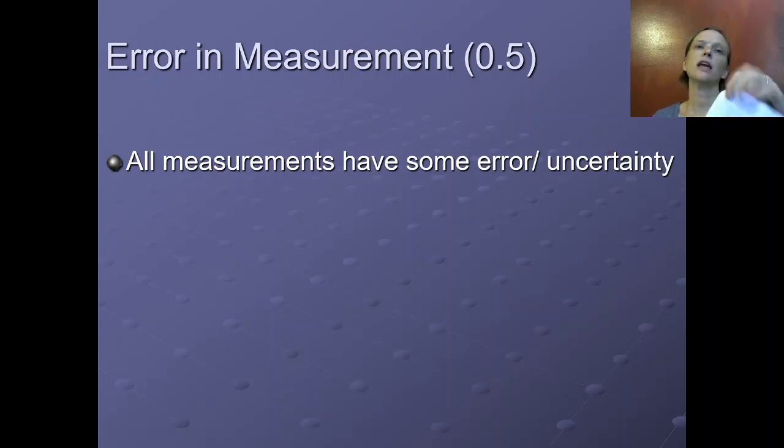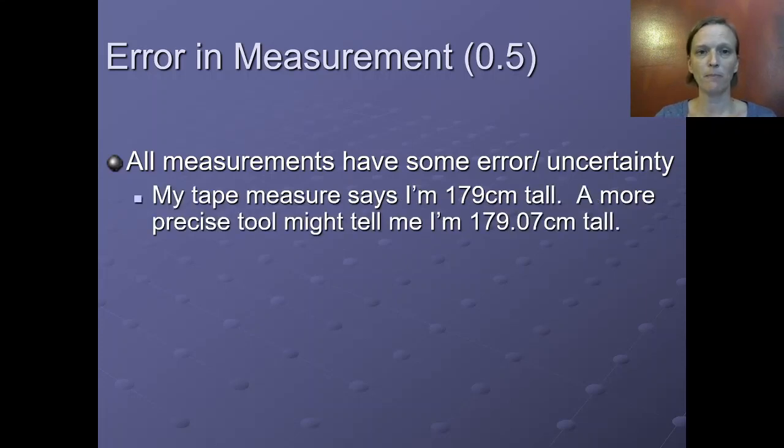So let's start looking at errors in measurement and how that affects how reliable a scientist's data are. All measurements have some kind of error or uncertainty associated with them. For instance, my tape measure may say I'm 179 centimeters tall, but a more precise tool might say that I'm 179.07 centimeters tall.